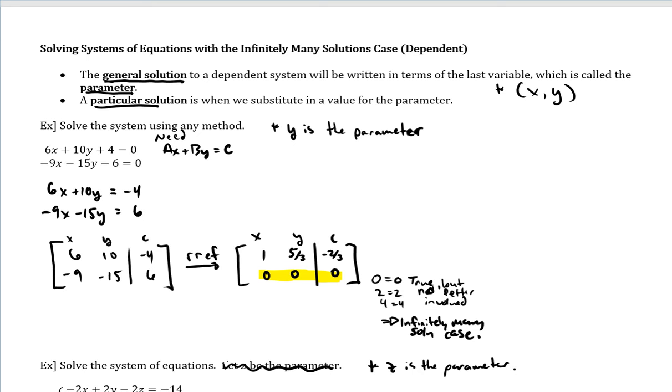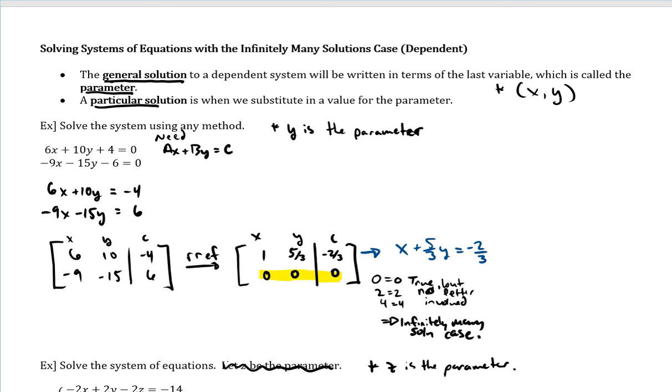Okay, so that's what's happening here with this highlighted yellow. So 0 equals 0 is true, but it's not telling us we're done with the problem. We actually have to keep going. So from there, we should rewrite this top one. So this is telling us x plus 5/3 y equals negative 2/3.